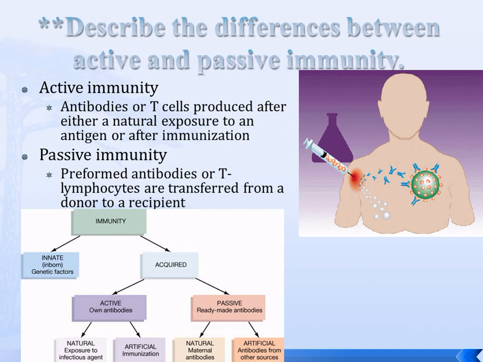What about when you're born? Your immune system sucks right when you're born. So, when you start drinking breast milk, mom gives you antibodies, these little things to protect you. What would that be? Passive. Yeah, it's passed on from mom to baby. Passive. Immunizations are active.